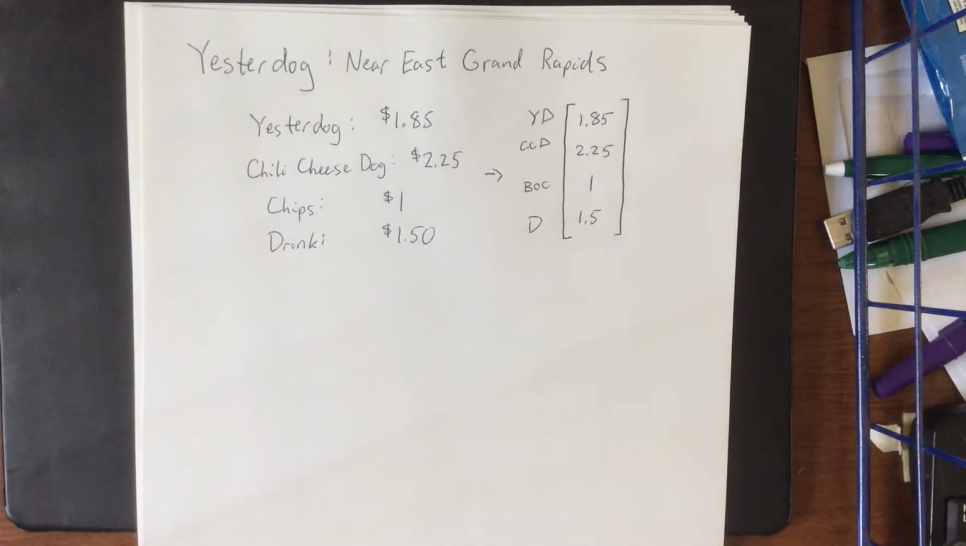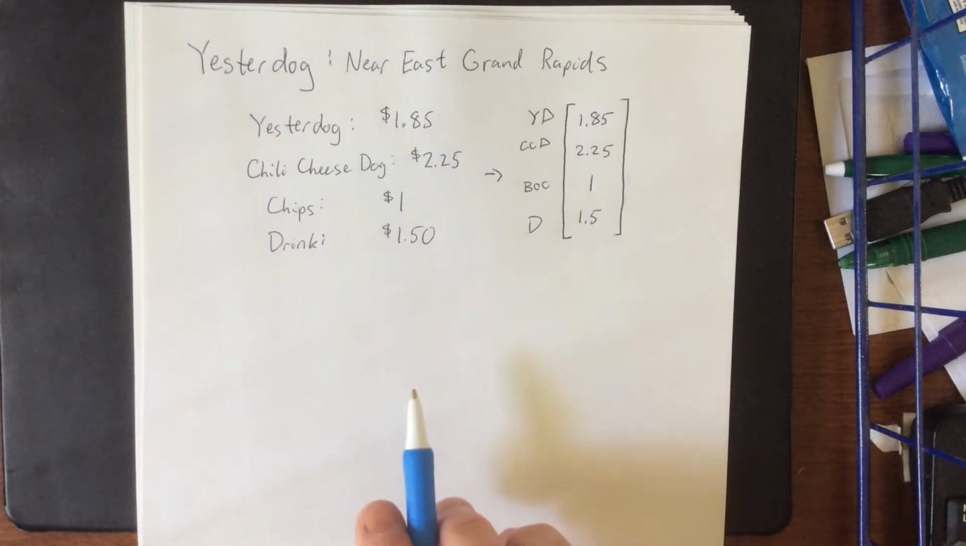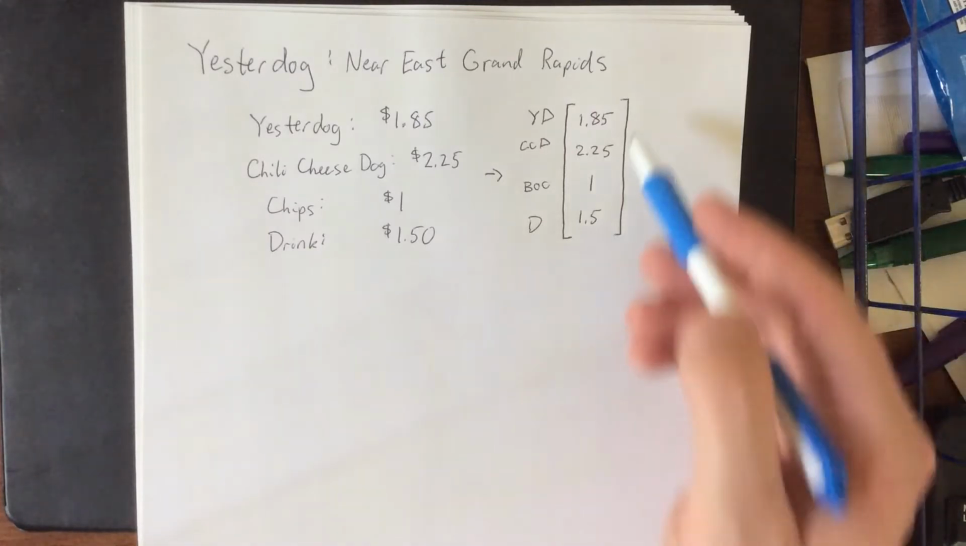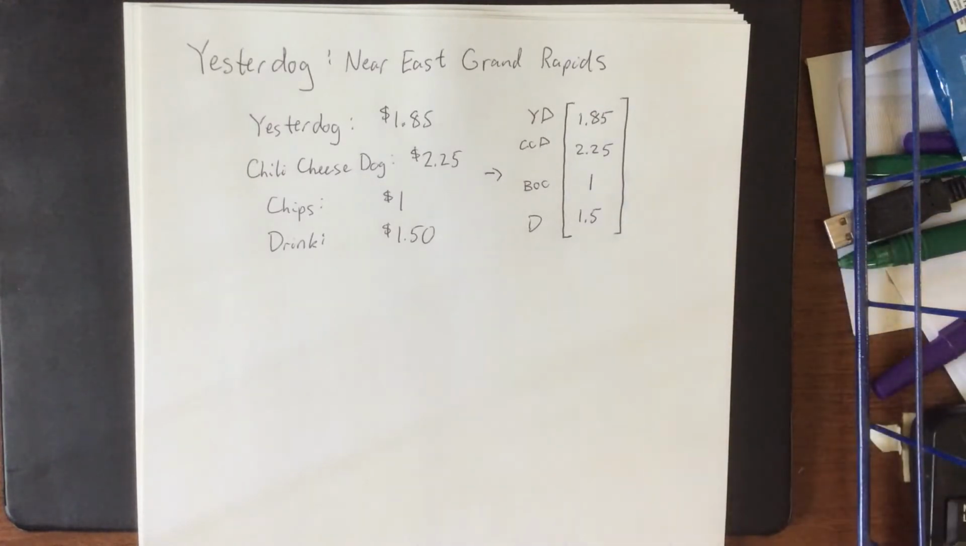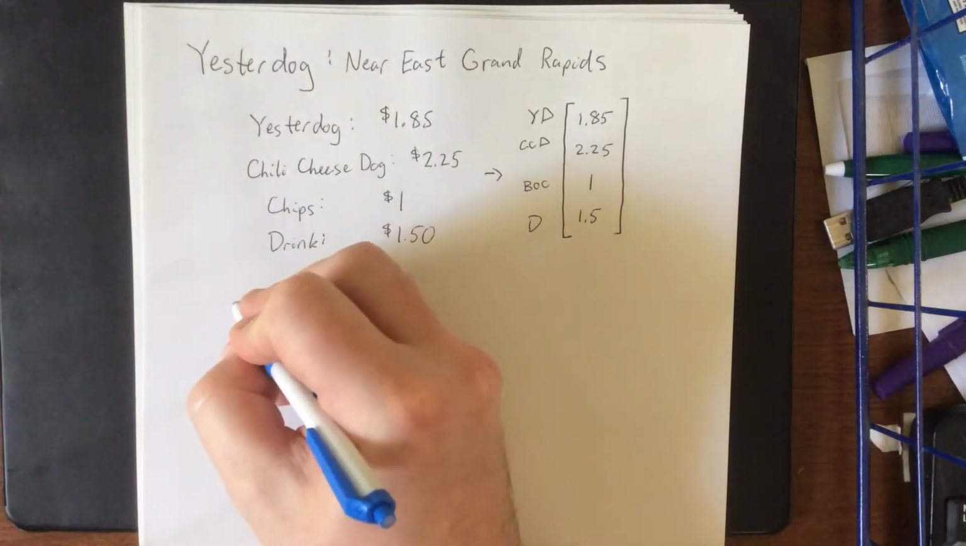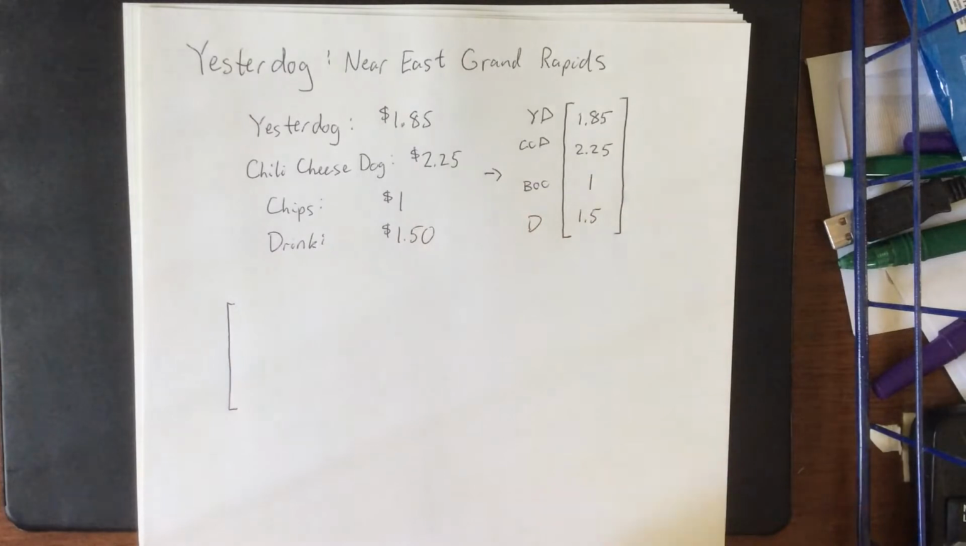Now, with that said, if you have somebody who orders these items and we model it using a row matrix, then multiplication of the row matrix times this column matrix will tell you how much the person is paying for their meal. However, you don't go to Yesterdog just by yourself. You go there with good friends.